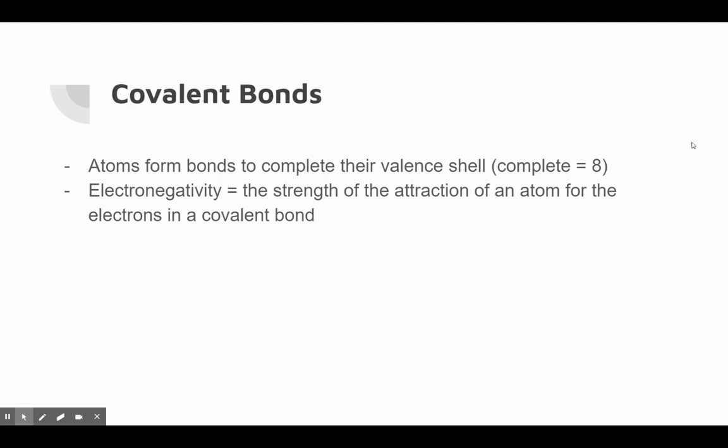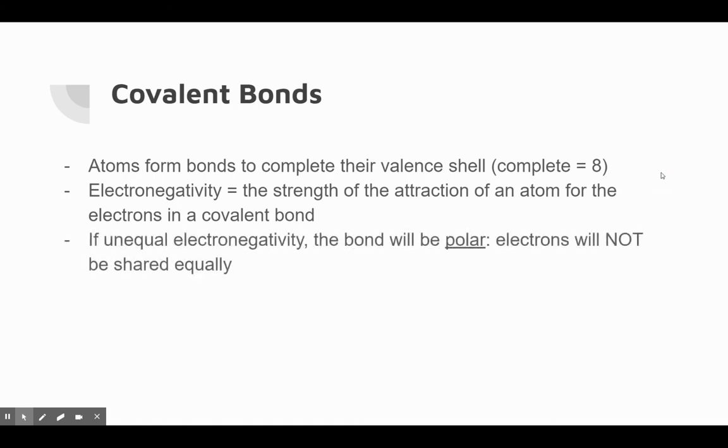The reason that bond is unique in a water molecule is because of a property called electronegativity. And that's basically how much atoms pull on electrons, how strongly they attract electrons towards themselves. If the atoms, in this case hydrogen and oxygen, have unequal electronegativity, in other words, one of them is pulling a lot harder than the other, then you get a polar covalent bond. The electrons are not shared equally.